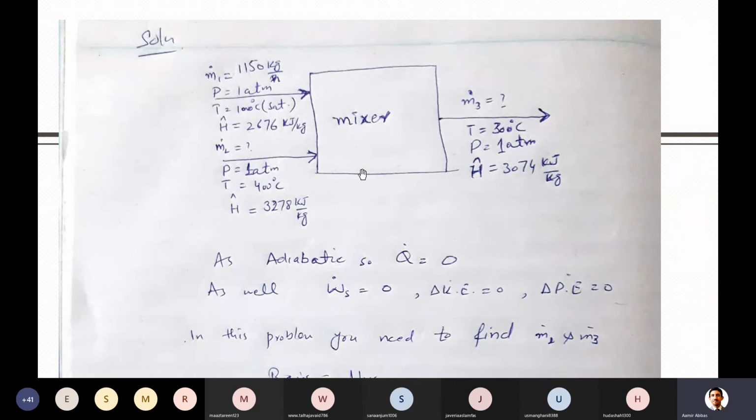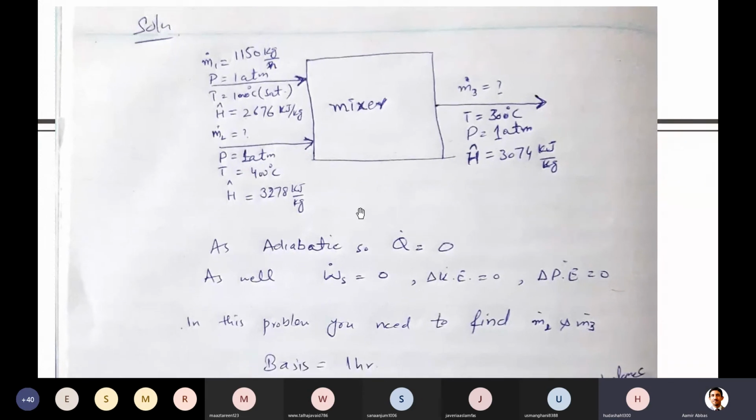How do you know? By the way, it is a steady state process. In the question it is not mentioned, but guys, look, when there is a mixer, it is not like something is accumulating, and he also didn't mention anything.